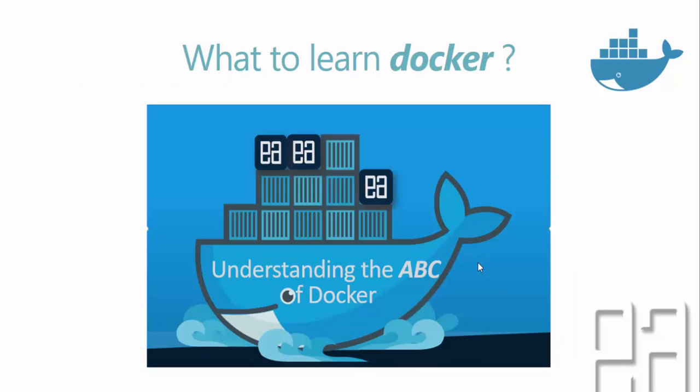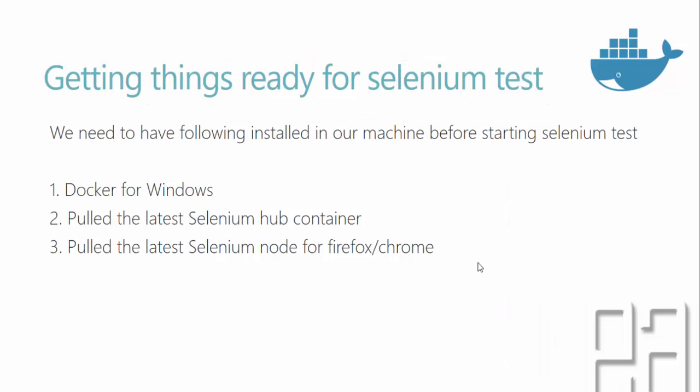So what to learn in Docker, where to learn Docker? As we discussed previously, you can learn from the Understanding the ABC of Docker video series on the Execute Automation channel. So you can learn from there. And to get things ready for this particular video series, we need to have the following installed on our machines before starting the Selenium test. The first and foremost thing is Docker for Windows. So you should have Docker for Windows installed, and you should pull the latest Selenium hub container, and also pull the latest Selenium node for Firefox and Chrome on your machine. If you have everything installed on your machine, then you are pretty much good to go for getting started with this particular video series.